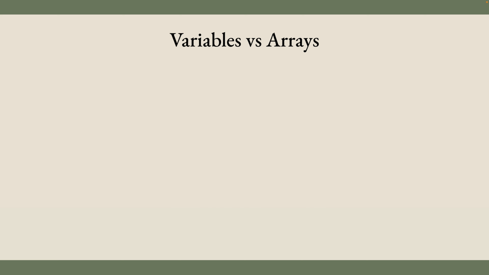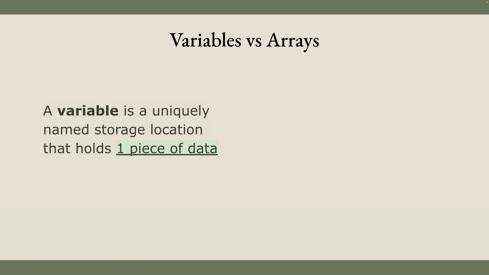All right, let's recap arrays. What's the definition of a variable? What are the key components? So it's like a placeholder for data, not the data itself. What else? Uniquely named. Sweet. So uniquely named, it's a storage location, holds 1 piece of data.